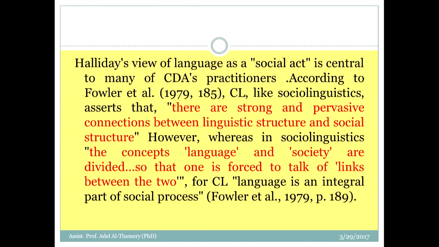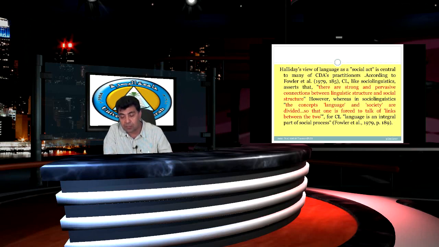According to Fowler, who is one of the critical linguists, critical linguistics, like sociolinguistics, asserts that there are strong and pervasive connections between linguistic structures and social structures. However, while sociolinguistics deals with the concepts of language and society as divided, so that one is forced to talk of links between the two, for critical linguistics, language is an integral part of social processes. That is to say, there is no separation between society and language.